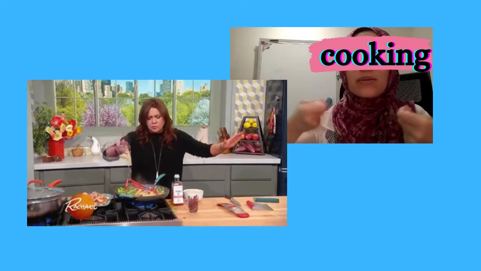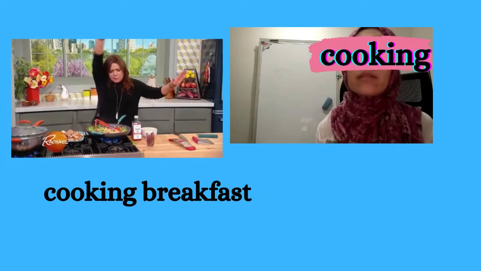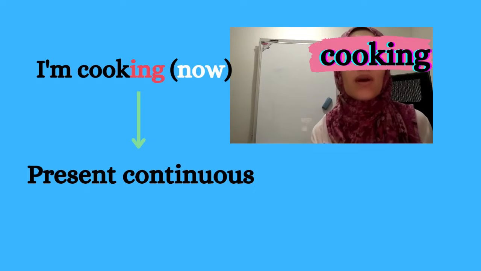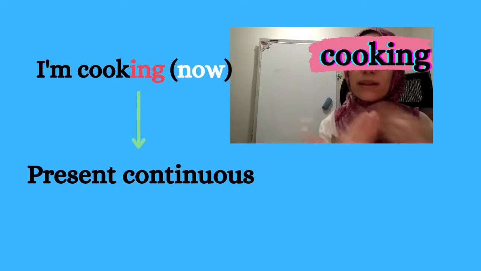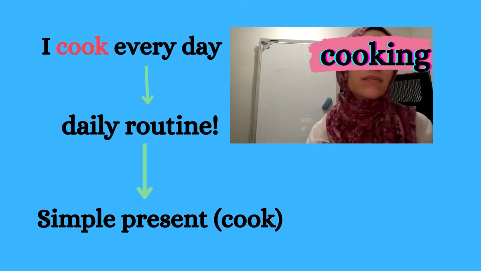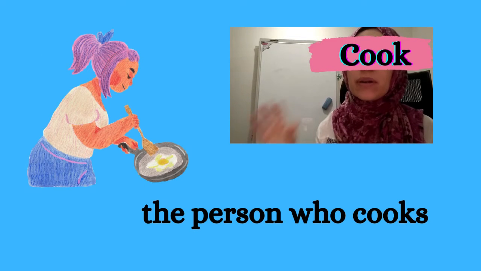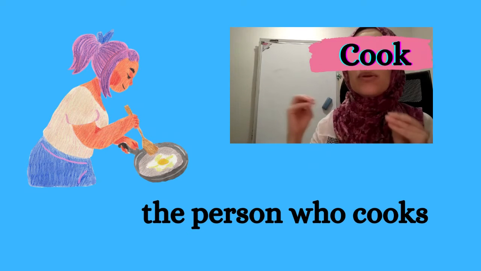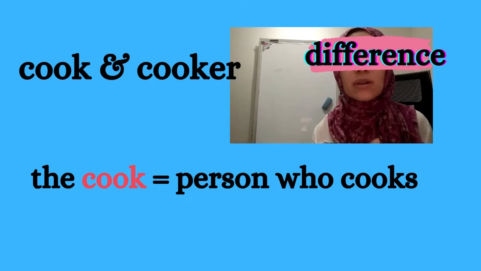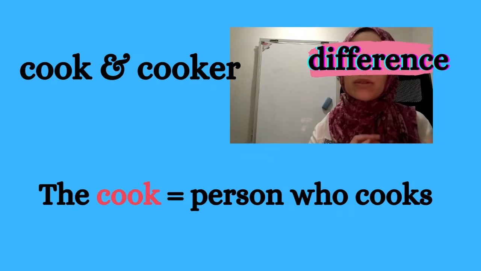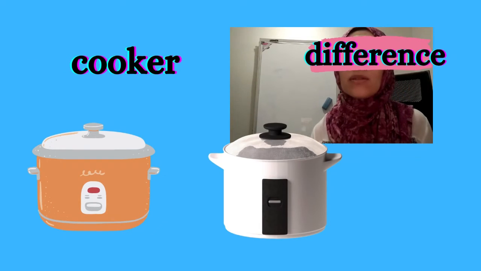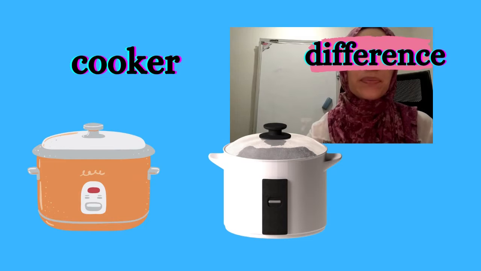Cooking. Basically like cooking lunch, dinner, even breakfast. And so in this case, we can say I am cooking if it is right now. But when it comes to our daily routine, we can say I cook every day, things like that. And if you want to describe the person who cooks, we can say she or he is a cook. So you have to be very careful between cook and cooker. A lot of learners get confused between the use of cook and cooker. Cook is the person who cooks, but cooker, as you can see in here.